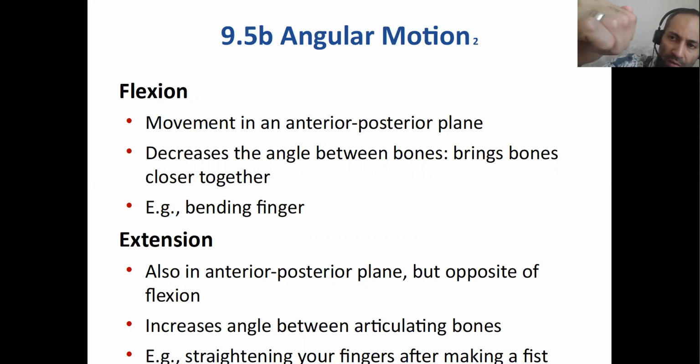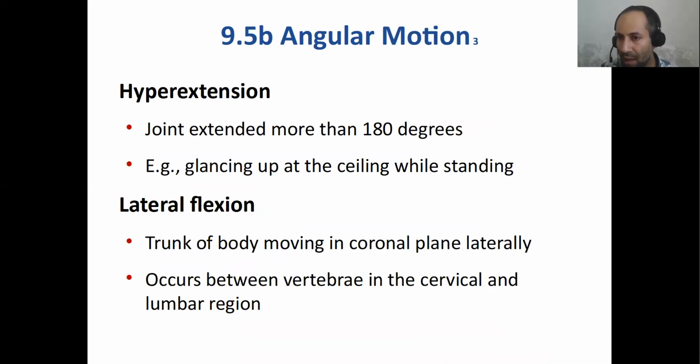This is flexion of the fingers. They come close to my palm. This is extension of the fingers. They move away from the palm. So there you go. Hyperextension is when you do this, the fingers extend, or with your neck, when you look up, this is hyperextension of the neck, right?